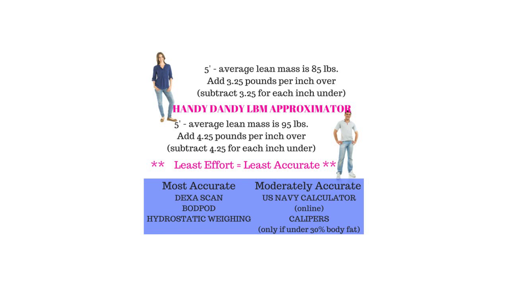So on average, a 5 foot tall woman has about 85 pounds of lean body mass, and you can add 3¼ pounds for every inch someone is over 5 feet, and subtract 3¼ pounds for every inch they're under 5 feet. For men, you start with 95 pounds at that 5 foot mark, adding 4¼ pounds per inch over 5 feet, and subtracting 4¼ for each inch under 5 feet. So that's a place you can start.